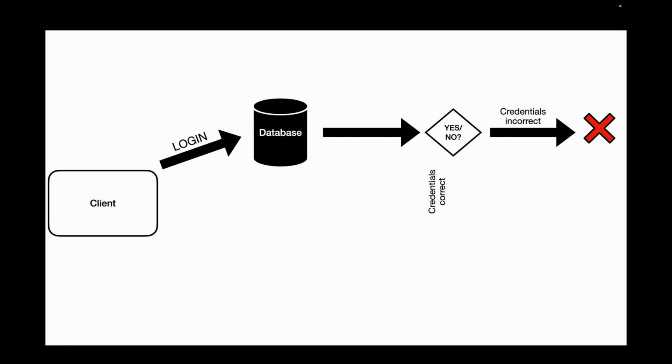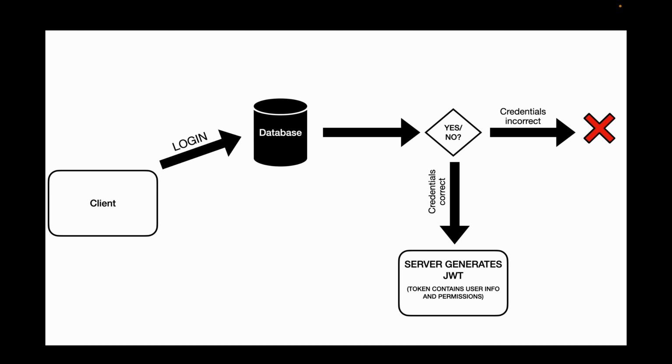However, if our credentials are correct, our server is going to generate this JWT. For those who don't know what JWT means, it's JSON Web Token. This token contains user information and permissions. It's usually just username and minor things like that. You don't want to store very sensitive information in there, because a JWT doesn't encrypt things. It just encapsulates and serializes it.